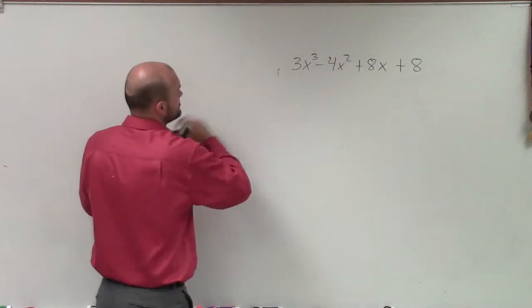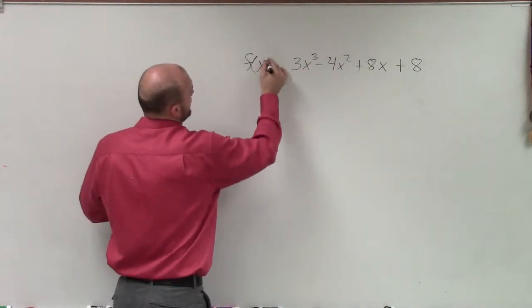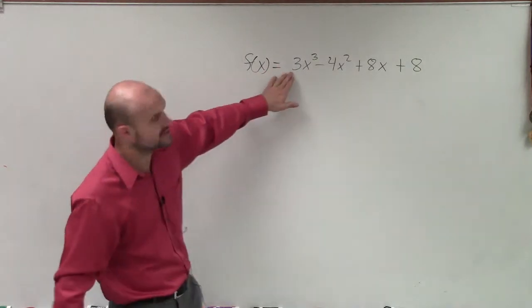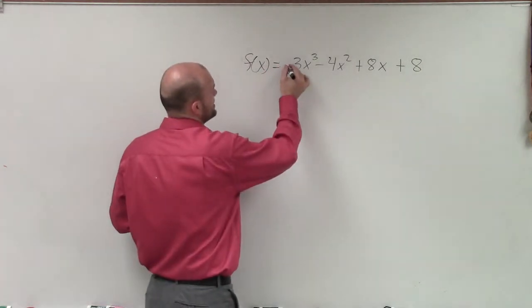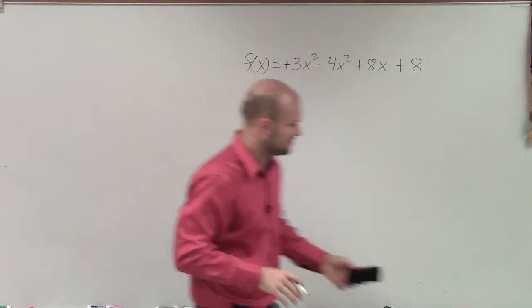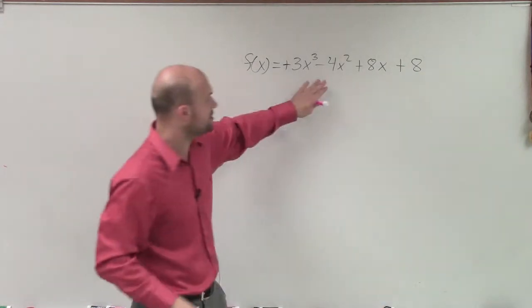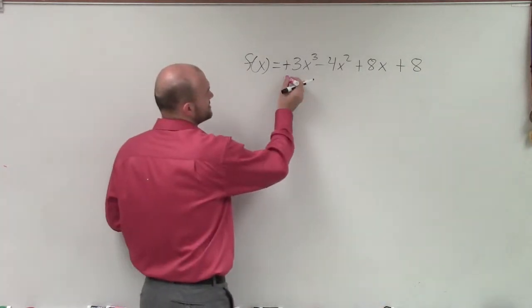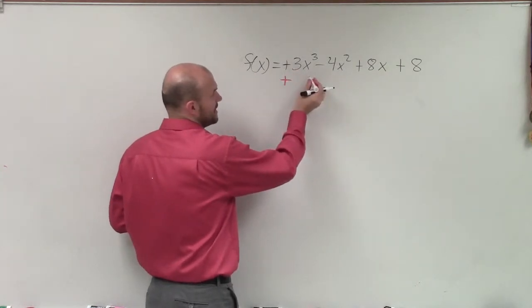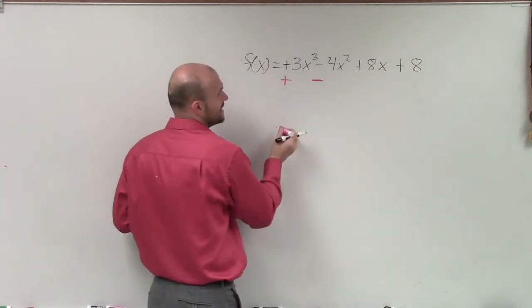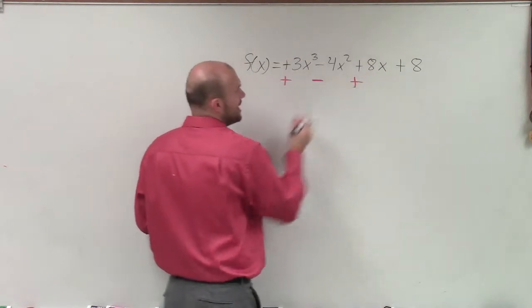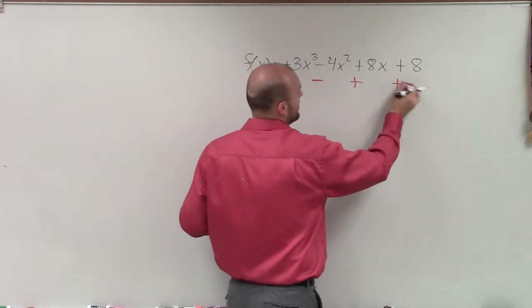So actually, I'm going to get a little space here. If we have f of x equals, you can see this is a positive 3x, so I'm going to put that as a positive. To determine these signs, I'm going to bring them down so you can see this a little bit more directly. I have a positive 3x cubed, a negative 4x squared, a positive 8x, and then a positive 8.